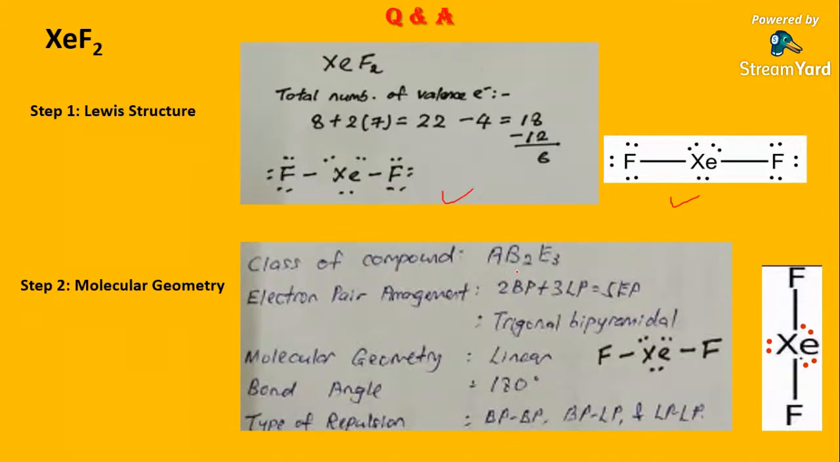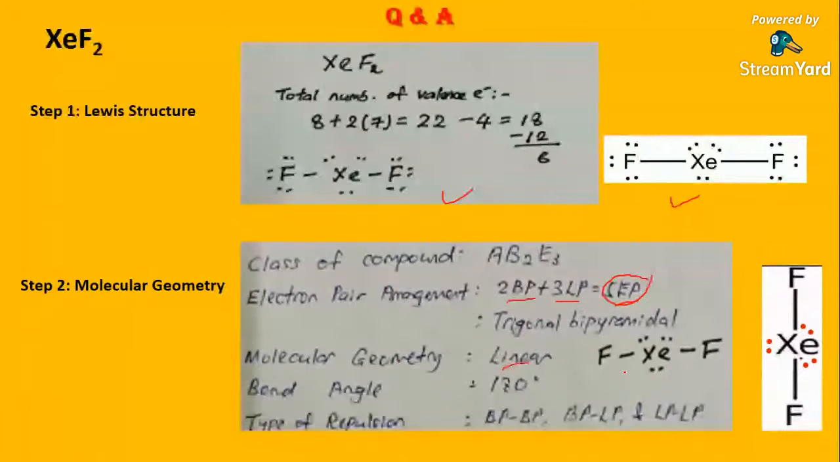2 bonding pair, 3 lone pair, AB2E3. So the electron pair arrangement: 2 bonding pair, 3 lone pair, so 5 electron pair. So the basic geometry referring to 5 electron pair is trigonal bipyramidal. The molecular geometry, you have to refer to the central atom, and then there are 3 lone pairs. So the shape will become linear.